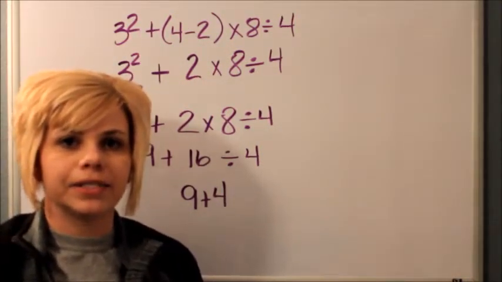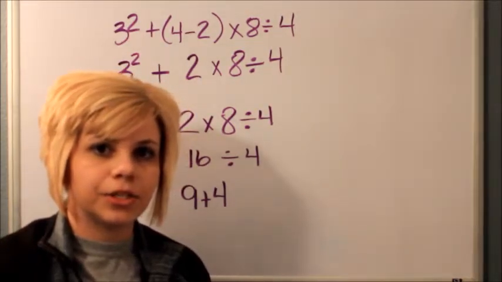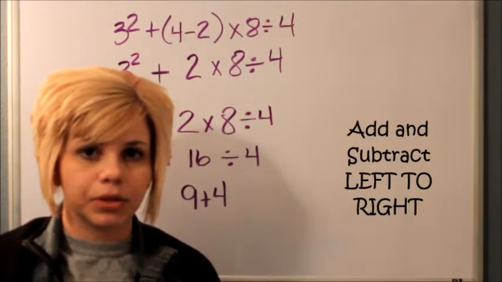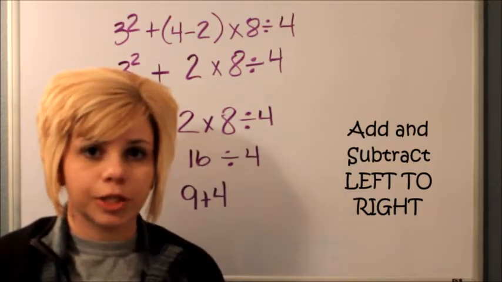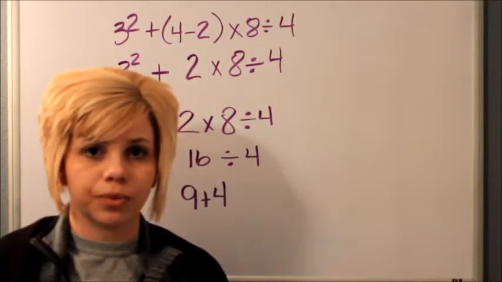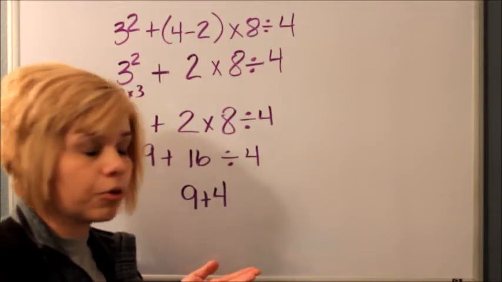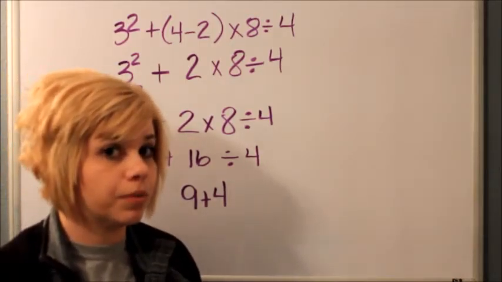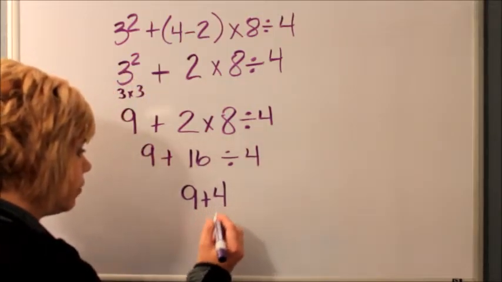The fourth and final step in the order of operations is to do our addition and subtraction left to right, similar to the multiplication and division. You just perform them from left to right like you read the problem. In this particular problem, we don't have any subtraction left, but we do have an addition problem, so we'll go ahead and do that now. 9 plus 4 is 13.